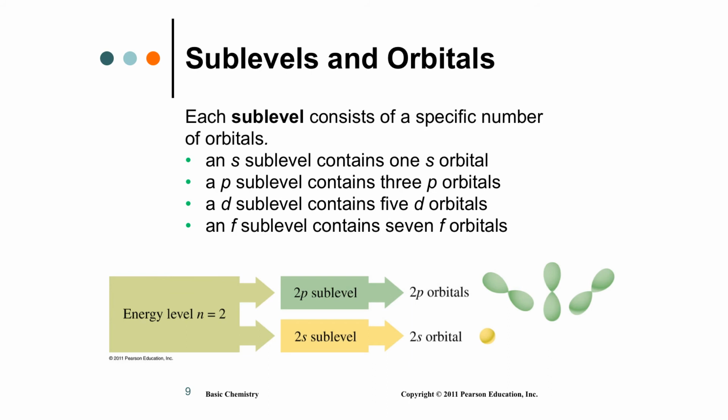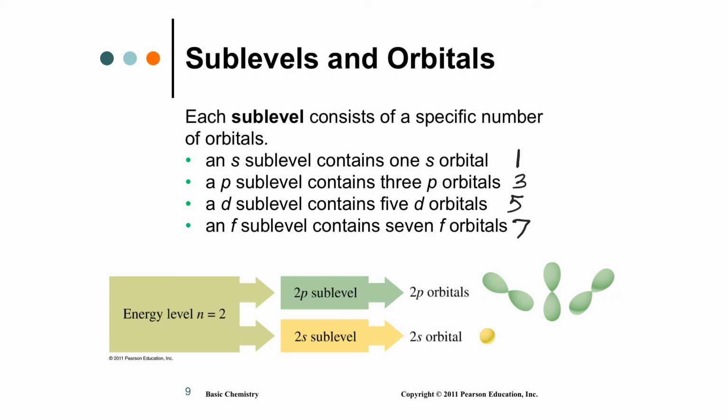Okay. So each sub-level consists of a specific number of orbitals. Now, we looked at this before. Your s orbital, or your s subshell, holds 1 orbital. Your p subshell holds 3. Your d subshell holds 5. I don't know if you can see a pattern here. Your f subshell holds 7.